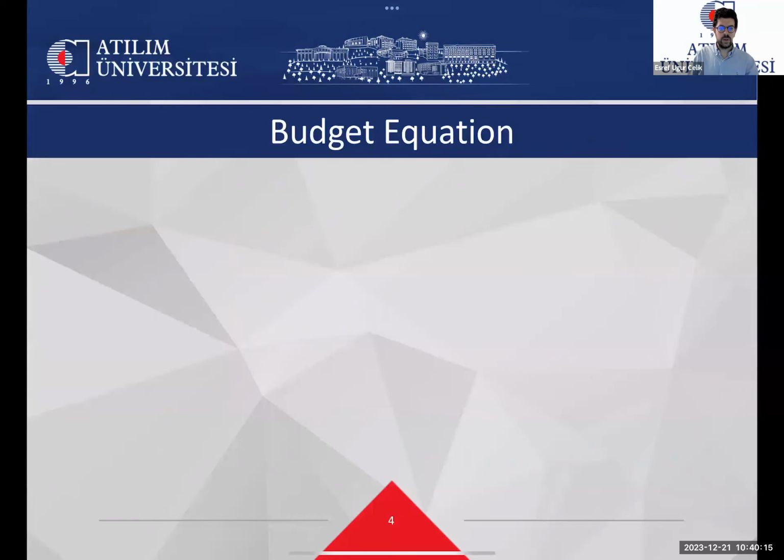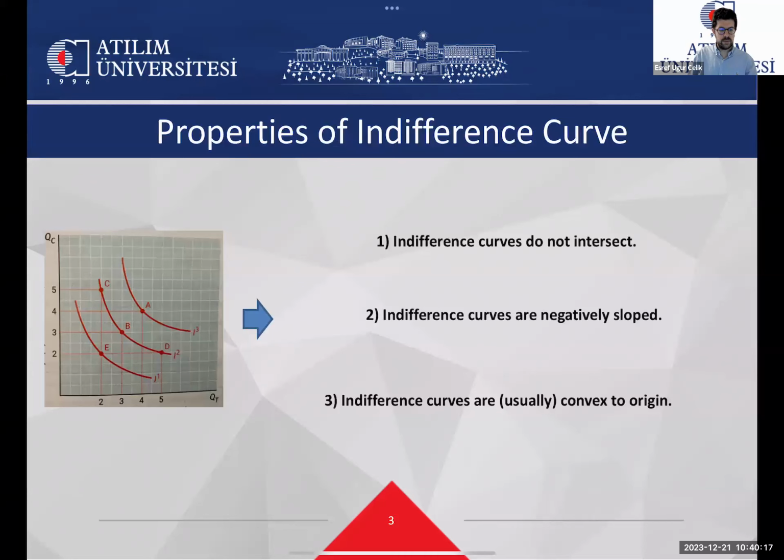Then move on. I'm not gonna give the detail, but before that, let's talk a little bit about the budget part. I said normally we are going to choose A because the outside curve gives the highest utility. That's why we always try to reach the highest utility.